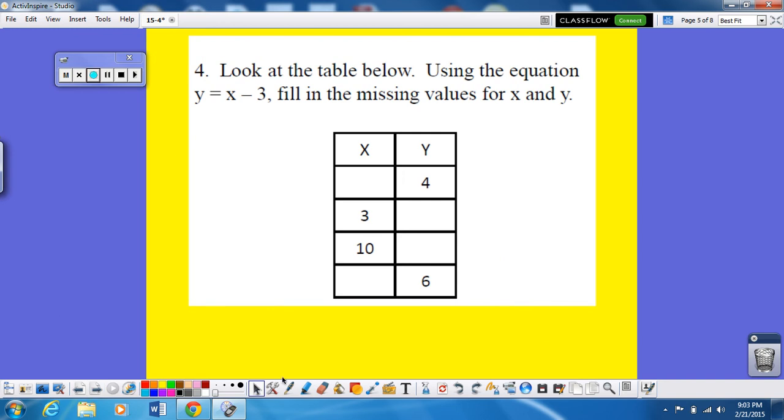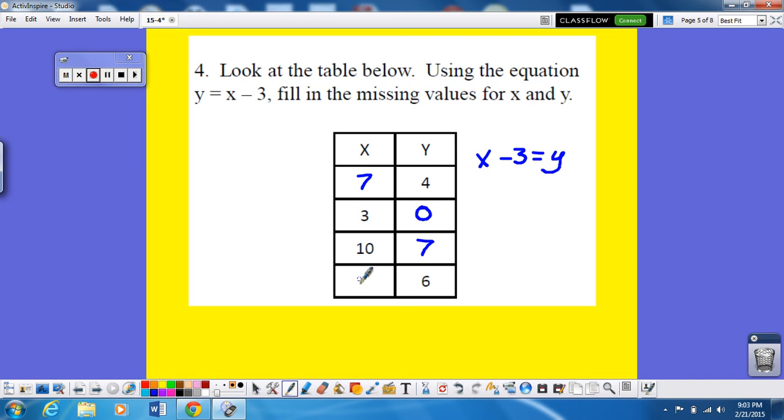If we use the equation y equals x minus 3, or x minus 3 equals y, we need to fill in the table. So they've given us the equation here. So basically, what minus 3 equals 4? Well, 7 minus 3 equals 4. Here, x is 3, so 3 minus 3 equals 0. Here, the x is 10, so 10 minus 3 equals 7.